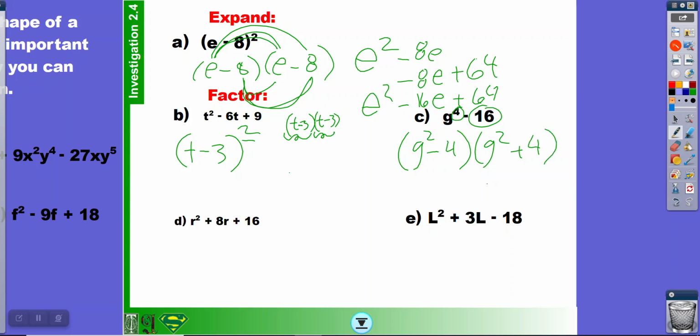And then because this has a subtraction sign and a square here, and this is also a perfect square number, it can be squared again to get g plus 2 times g minus 2. And then you just bring this down to get g plus 2 times g minus 2 times g squared plus 4.